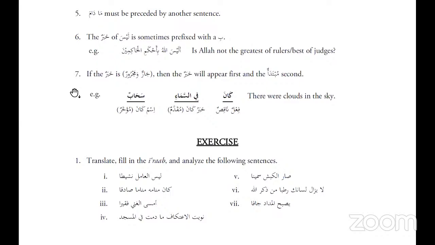And number 7. If the khabar is jar wa majrur, then the khabar will appear first and the mubtada second. كان في السماء سحاب. كان فعل ناقص، في السماء خبر كان مقدم، سحاب اسم كان مؤخر. Excellent.